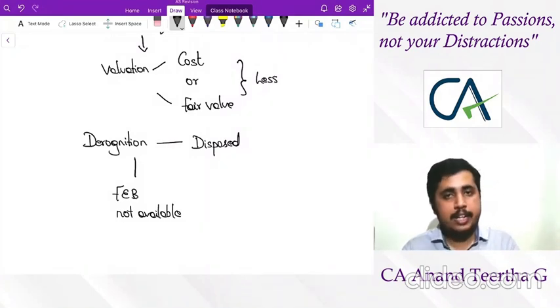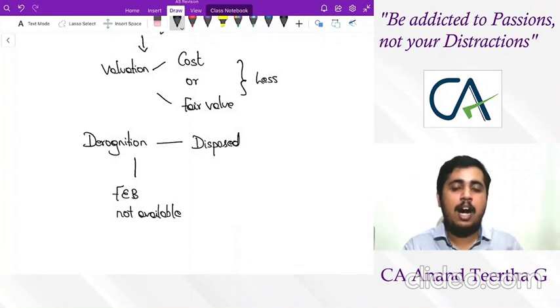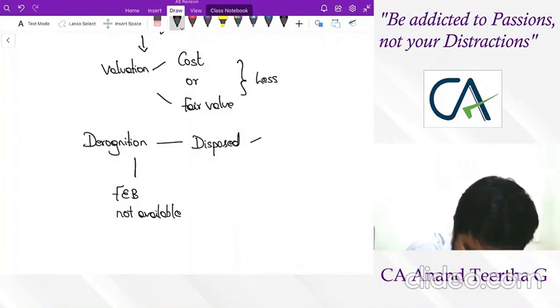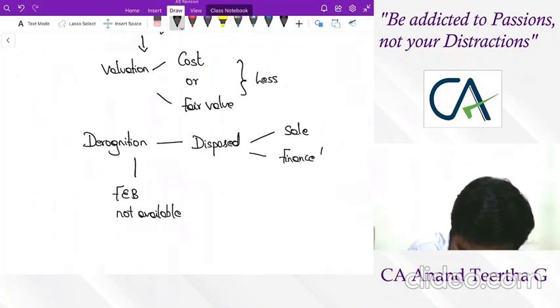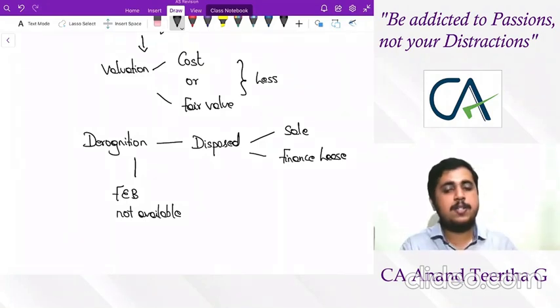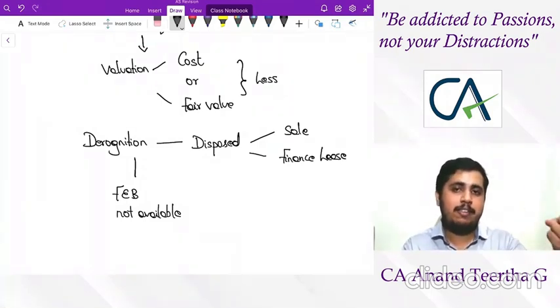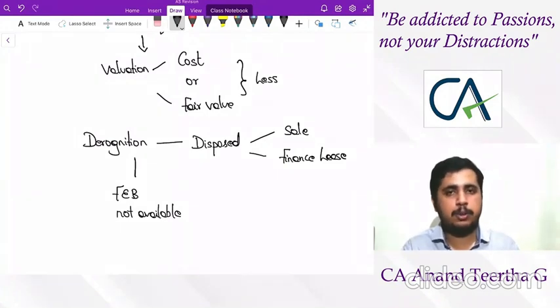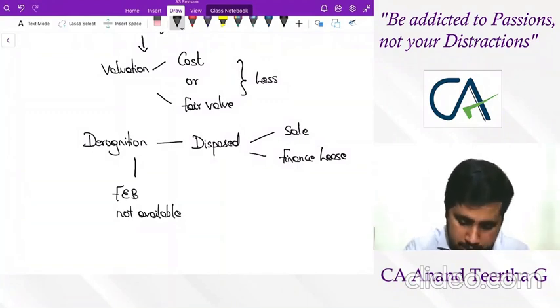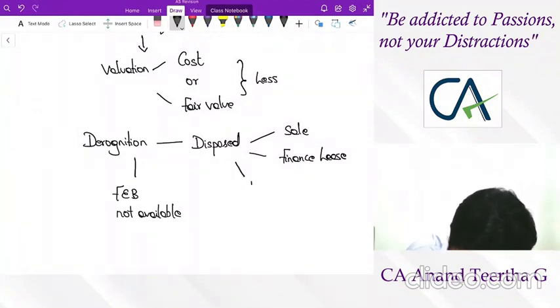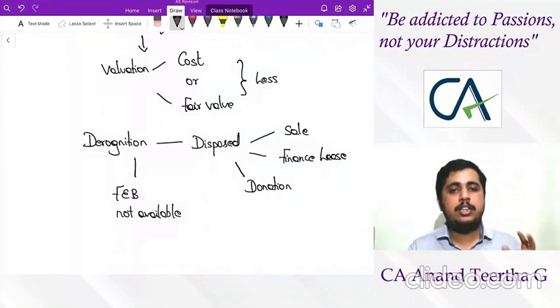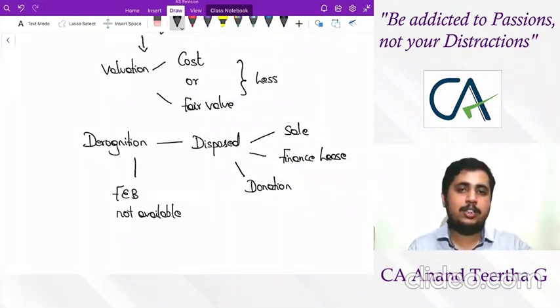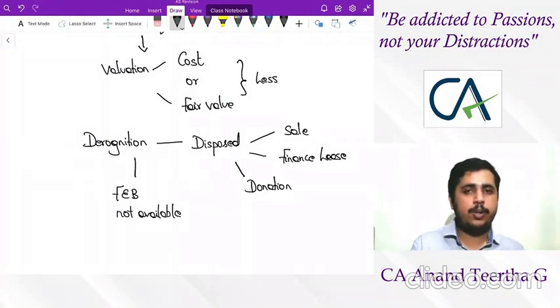Now, if this derecognition is during disposal, how might it happen? It might happen in three ways. Either you make a sale, or you transfer the asset in finance lease, because under finance lease, as you remember in AS1, substance over form will apply, which means the lessee is going to show the asset in his books. In my books, it gets derecognized or disposed. Third one, if you give it as donation, you transfer the asset as donation. So in these three situations, it leads to disposal. Disposal will lead to derecognize.